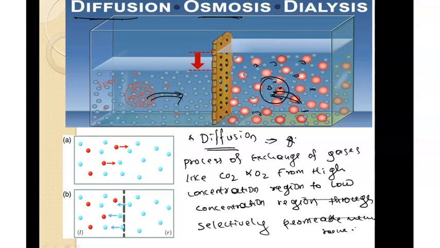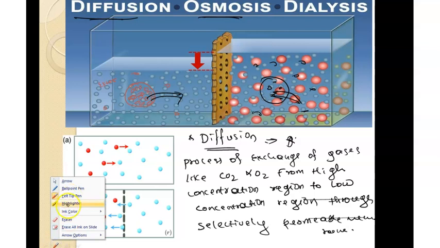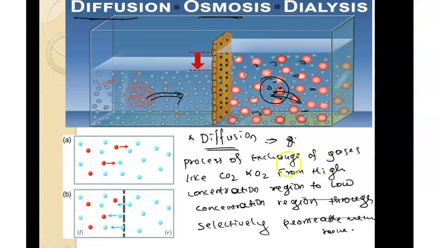I hope you guys understood. Okay, so this is also the same thing, guys. Instead of water, here we have exchange of gases. This process is very important.